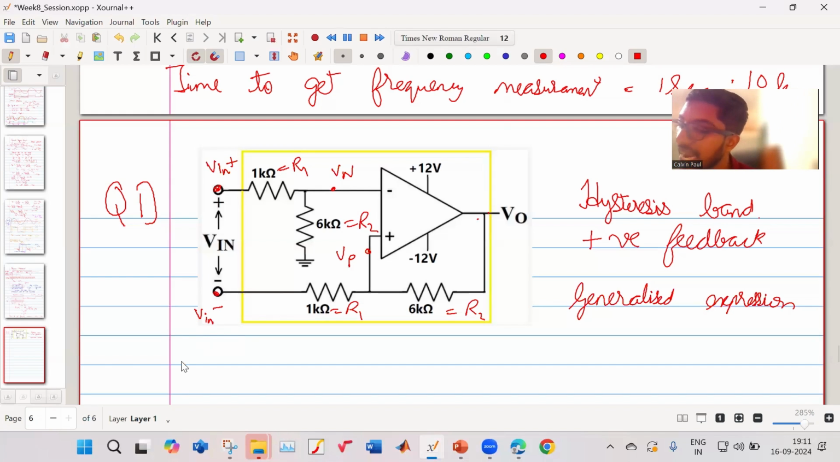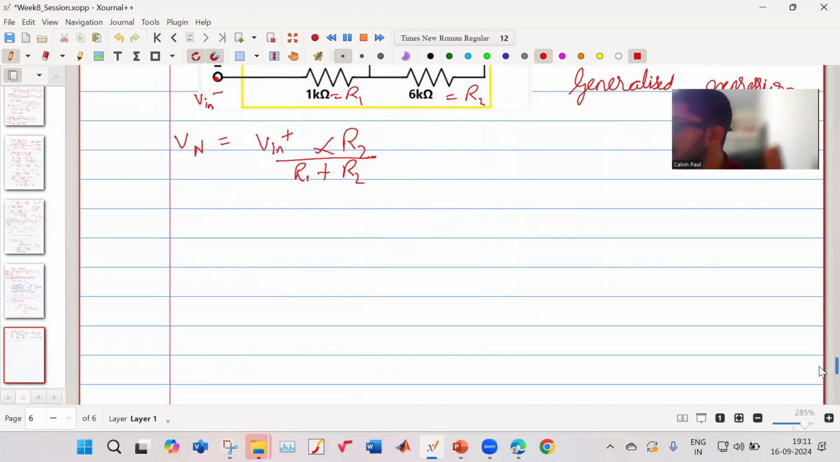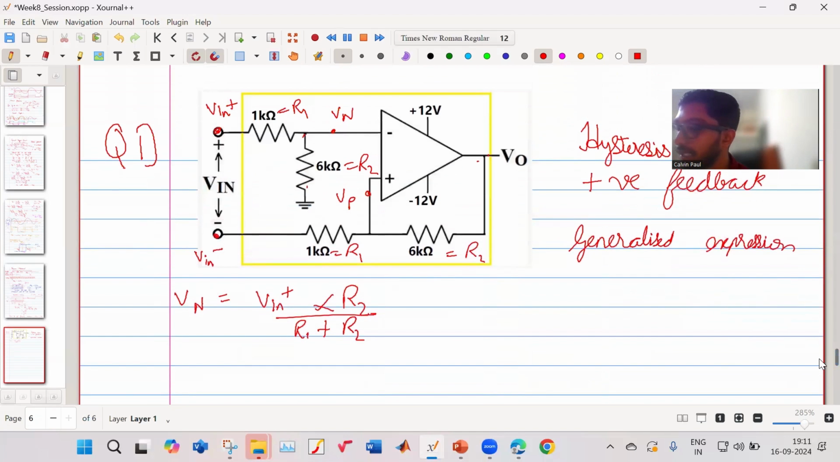So what is my Vn? My Vn is Vin positive into R2 by R1 plus R2. Okay. Any doubts in this? How did I get my Vn? So this current here is 0. So all the current must go here. So my Vn is Vin positive into R2 by R1 plus R2.